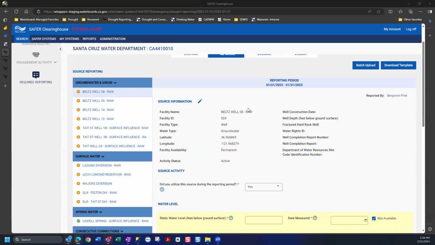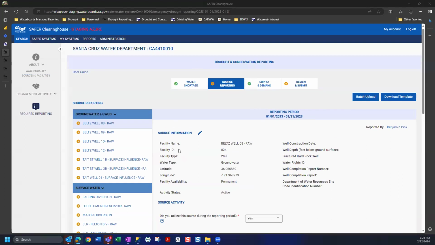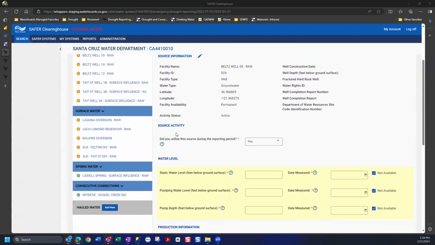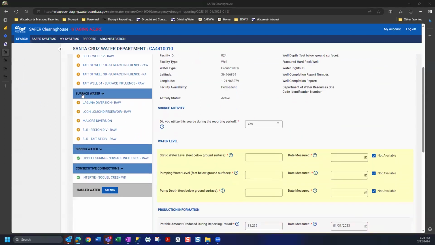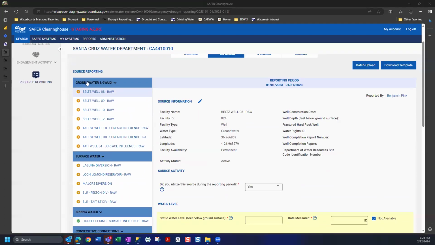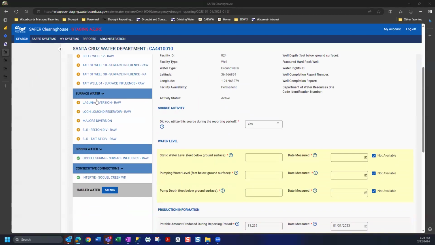Okay, so today we're going to talk about drought and conservation reporting. And we're going to go through the source reporting tab that is listed here. And we're going to look at the different types of sources that we have here, starting with surface water. We have covered groundwater in a previous video.